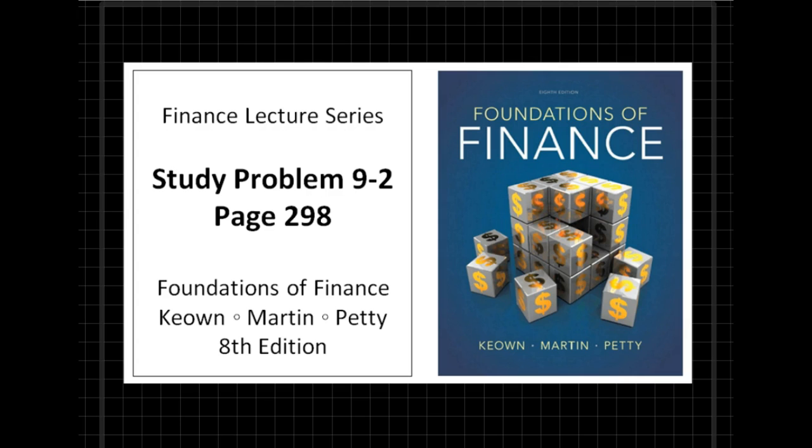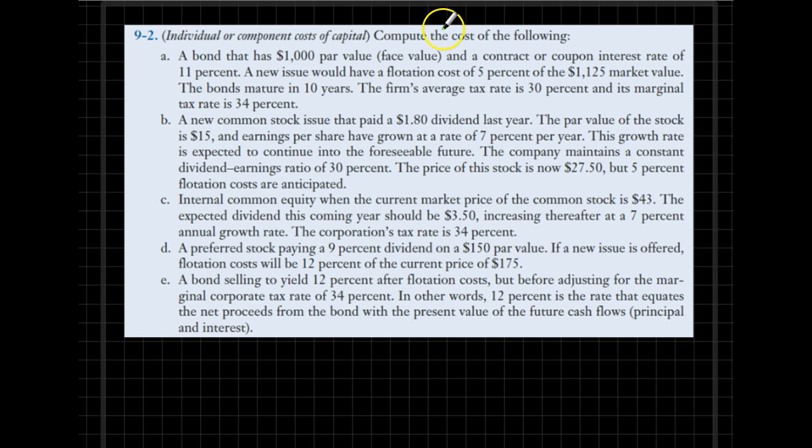Welcome back. In this business finance lecture, we'll go over study problem 9-2 on page 298 from the 8th edition of our textbook. Here's a view of the problem. The problem is rather long and consists of multiple parts, and at the end of the day we need to figure out the cost of capital for each different type of financing method.